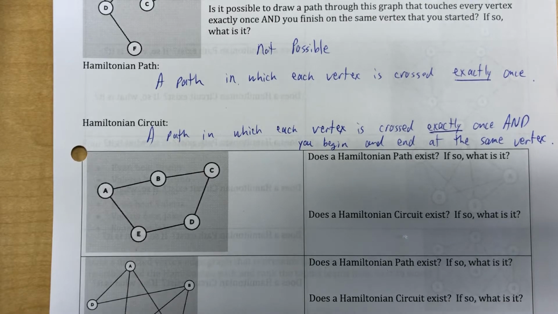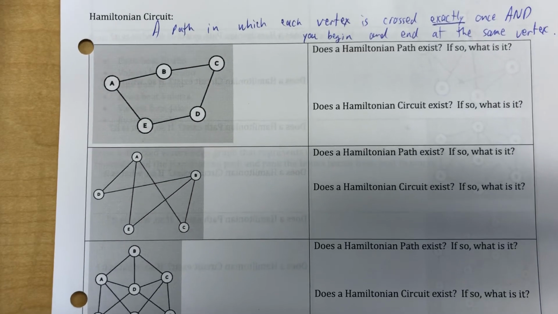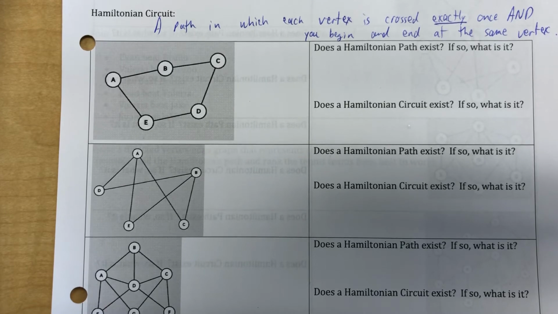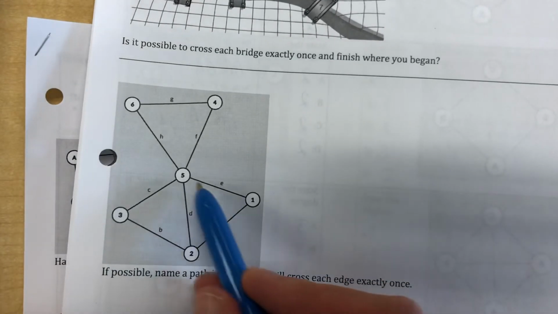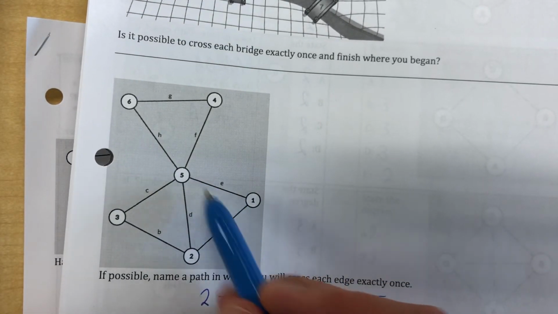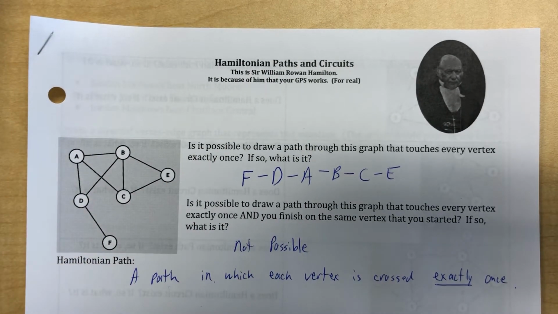Okay? So here we go. Let's do it. We're going to see if we can find a few of these, and some of these you may want to try on your own. Now, again, let me remind you, this is Hamilton, not Euler. Euler, we cross every segment, every edge. Hamilton, we touch every dot. All right?